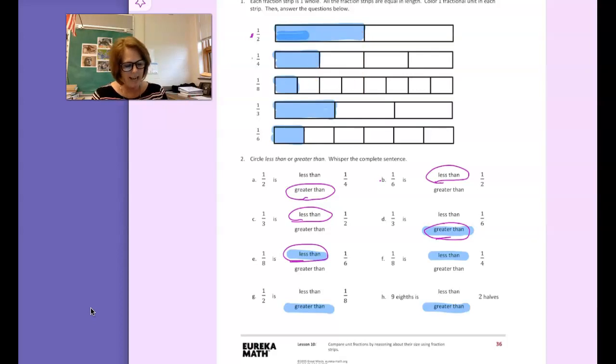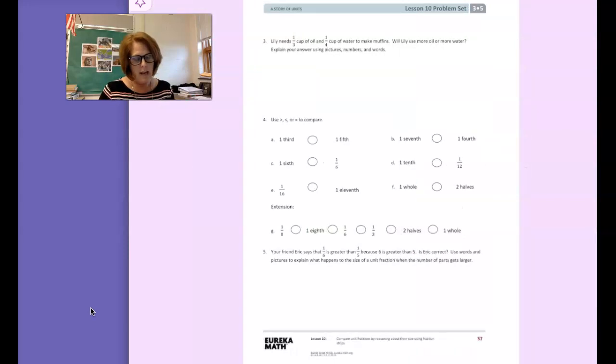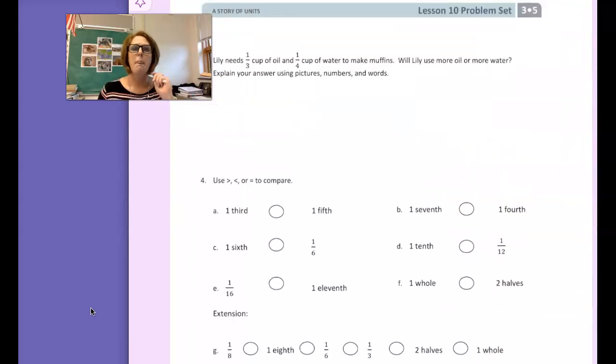And letter H, 9/8. I'm going to add another eighth onto here, and it is greater than 2/2. If I have 2/2, that means I have the whole thing shaded in. And 9/8, if I shade in 9/8, that means I have more than one whole, and that is greater than 2/2. That was a tricky one.